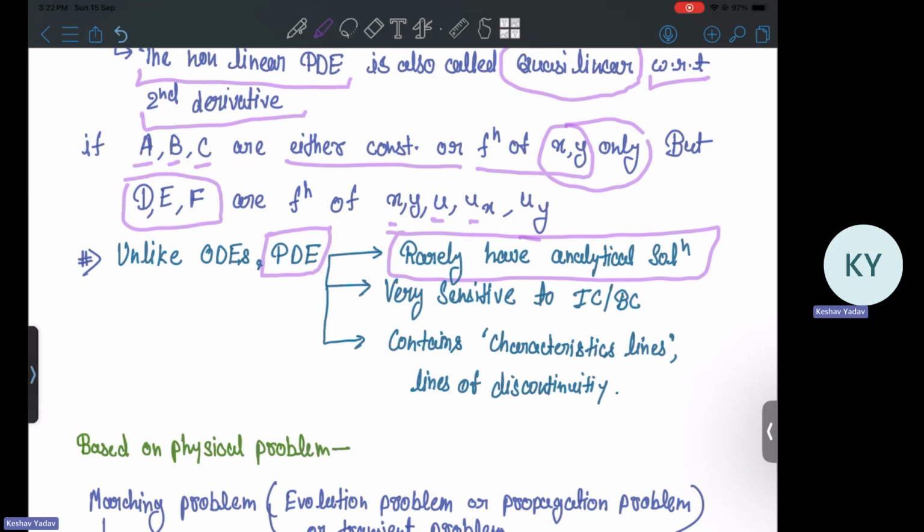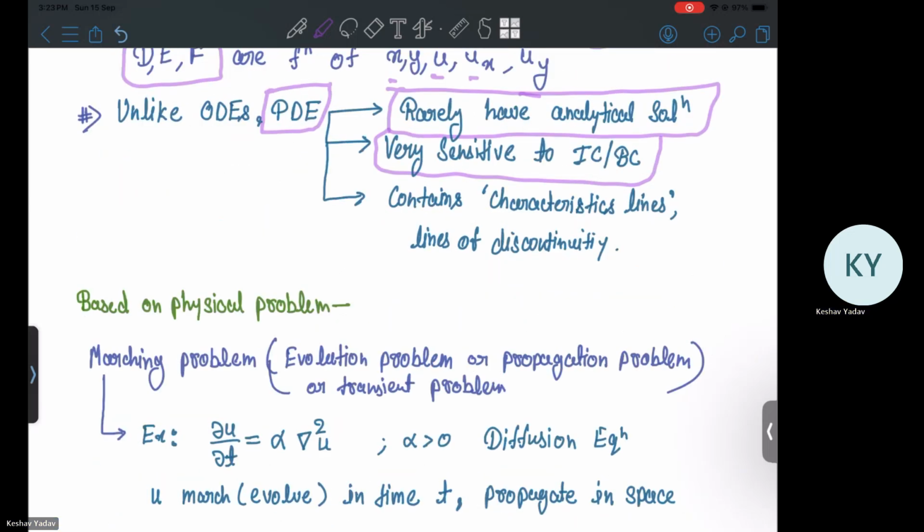But here in PDEs, the solution will depend on the initial condition and boundary condition, and it is very sensitive to them. Suppose we have a PDE with some initial and boundary conditions. For these conditions, the analytical solution may be possible. But if we change some of the initial and boundary conditions, it may be that the analytical solution does not exist, or finding it is not possible. And generally PDEs contain lines of discontinuities and characteristic lines.